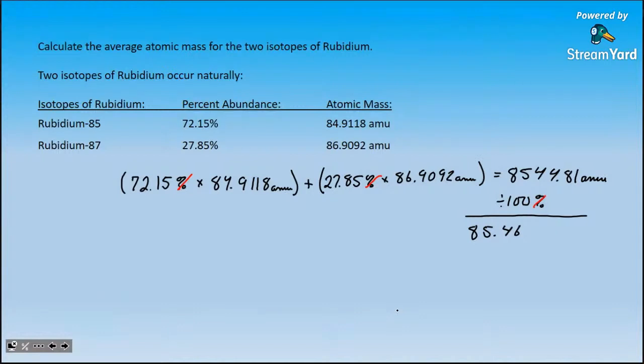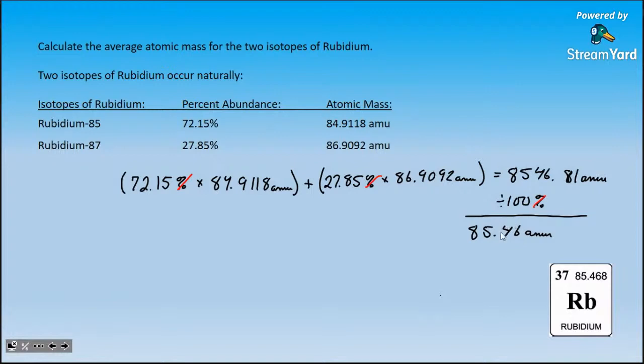I wrote something wrong up here. Sorry. That is 8,546, not 44. I just read off my calculator wrong. My apologies on that. 6. And then again, AMUs. And just like before, this is where we get the mass that's on the periodic table, 85.468.